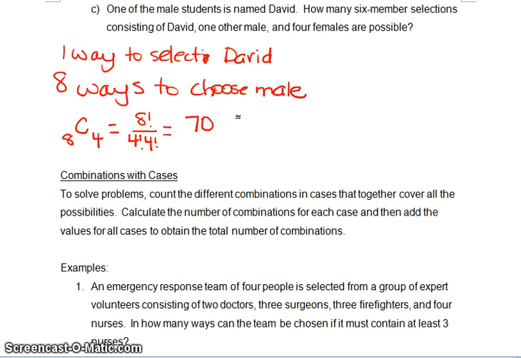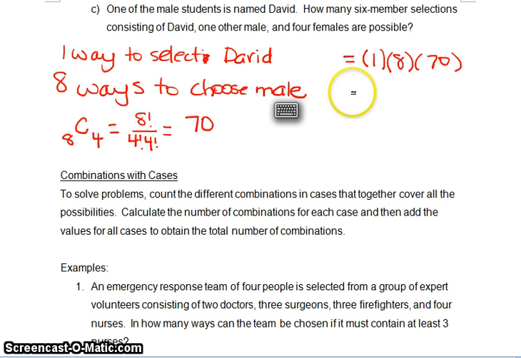And then, just like before, we're going to multiply the different ways. To get the possibilities, it'd be the number of ways to select David, which is 1, times the number of ways to select a male, which is 8, and then the number of ways to select 4 females, which is 70. Multiplying 1 times 8 times 70, you should find is 560 different ways to select David, 1 male, and 4 females.